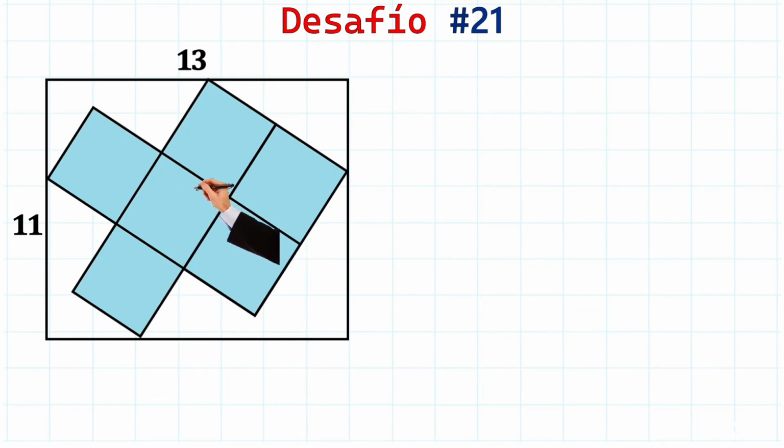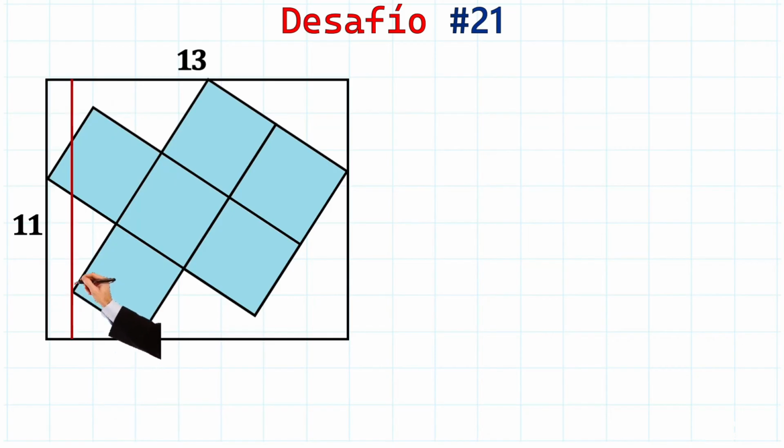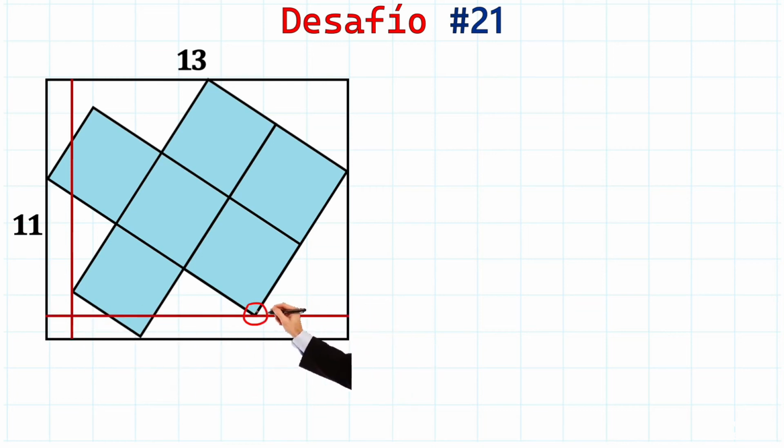Fascinating. First, we're going to draw a line parallel to this side of the rectangle that passes through this point here. Once we do it, it'll look like this. Now let's draw a line parallel to this one that passes through this point here. We do it and it turns out like this.